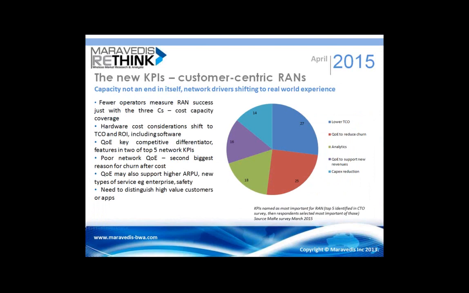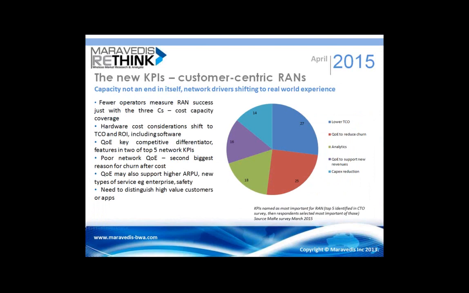So we're seeing far fewer operators measuring their RAN success in the traditional way with the 3 Cs, cost, capacity, coverage. The sheer CAPEX cost considerations of the hardware are shifting towards total cost of ownership, including the whole of the network, but also return on investment. And that puts the shift heavily onto software. I think sometimes in the past, tools like optimization have been seen as a sort of additional overhead or something that should be just bundled in with the hardware. Now they're often seen as actually something that carries lower CAPEX than additional hardware, but can significantly affect the ROI, therefore justifying a bit of extra spend.